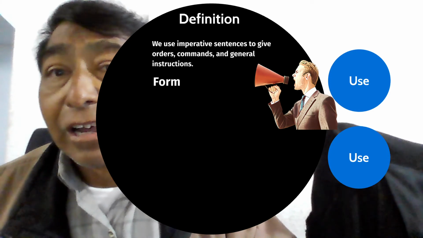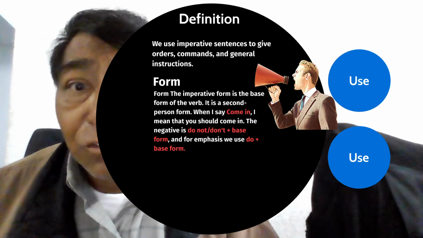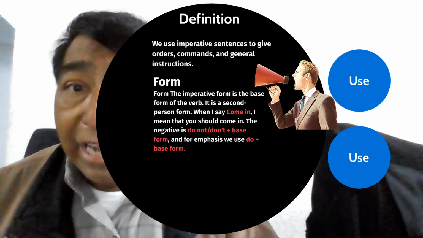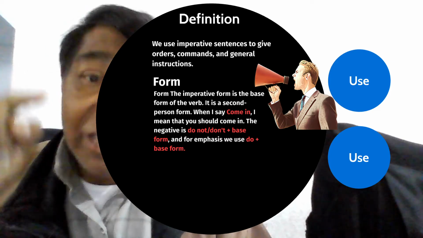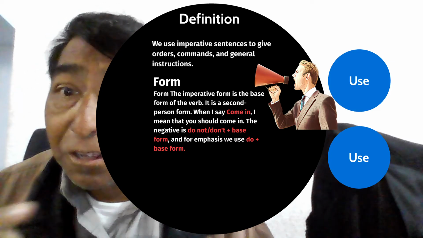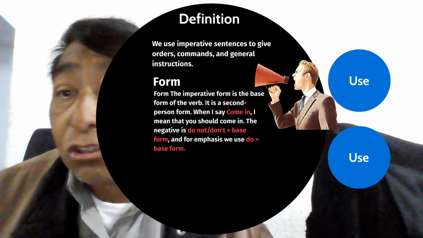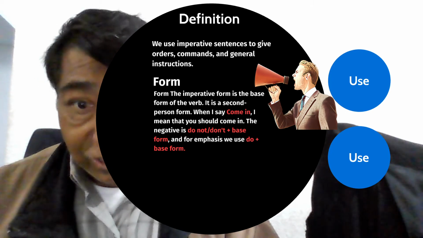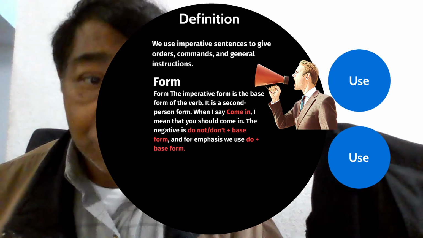The imperative form is the base form of the verb, and it is a second person form. When I say come in, I mean that you should come in. The negative is do not or don't plus the base form of the verb. And for emphasis, we use do plus the base form of the verb.